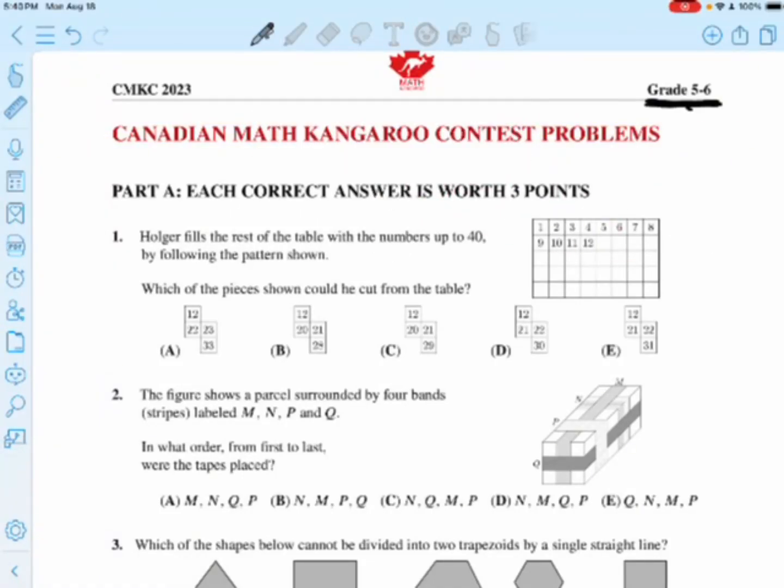Mr. thegaussguy here, and today we're going to be talking about the grade 5-6 2023 Kangaroo contest problems. These are practice problems, by the way, but the real contest is happening in March of 2026 while I'm recording this video. So let's get ready.